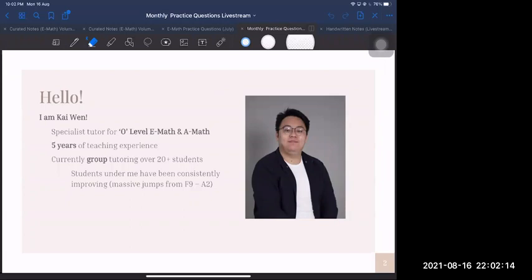I've been teaching for about 5 years already, and I primarily teach group classes now. I do not take in private students at the moment because I'm pretty busy with school. If anyone's interested to join my group classes, feel free to look for me, whatever level you are. I also teach past secondary school, including junior college level, if anyone here is interested.